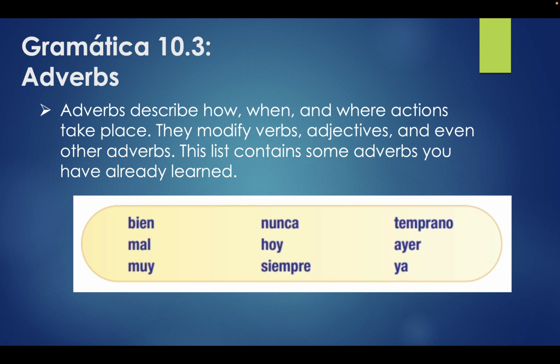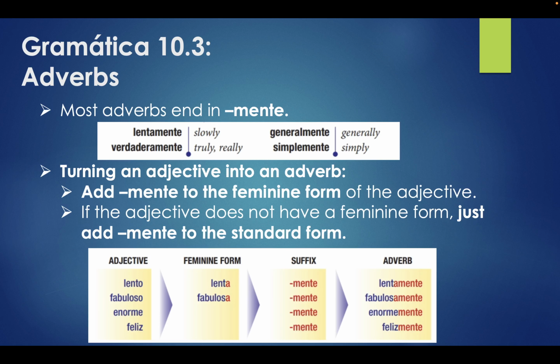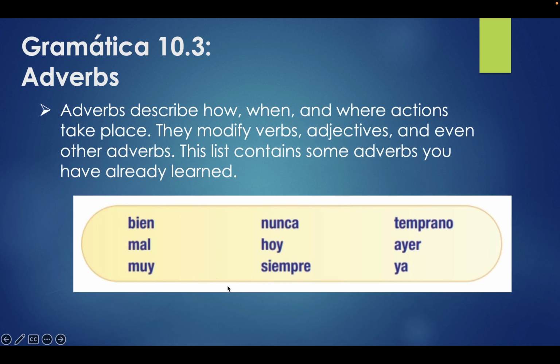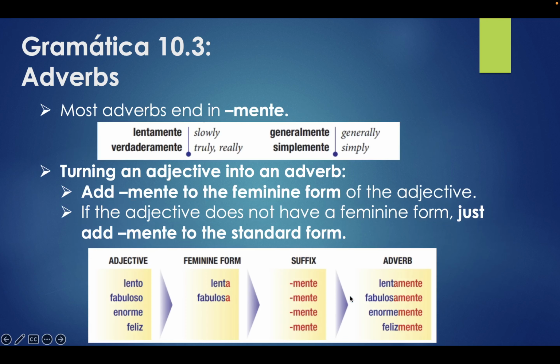We have bien, well, mal, badly, muy, very, nunca, never, hoy, today, siempre, always, temprano, early, ayer, yesterday, and ya, already. So these are the adverbs that you already know. Most adverbs, though, these are sort of irregular ones, the ones you already know. Most adverbs end in mente. And if they don't end in mente, you make them end in mente.